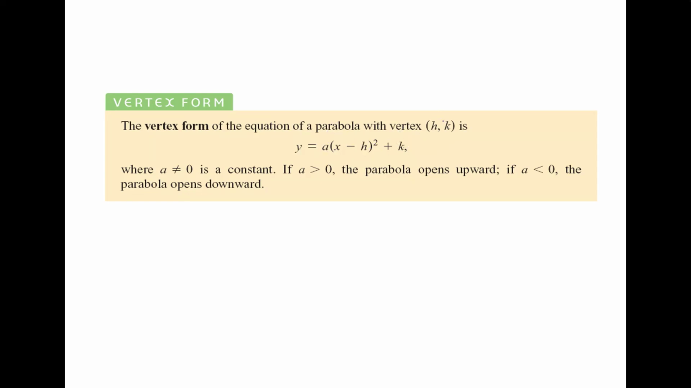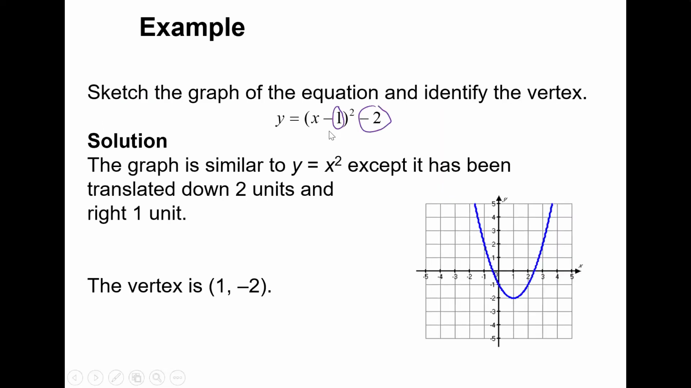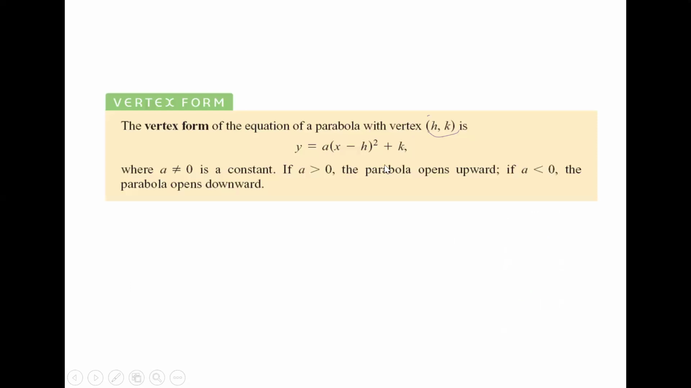And so that's going to give us our vertex, because if we go back, when we had (x minus 1) quantity squared minus 2, we know we're going down 2, so that's going to be our new y value. And we moved right 1, so that's going to be our new x value. So (1, 2), that's our vertex. And guess what? That's what our vertex was. So coming back over here, that's why we have the vertex.